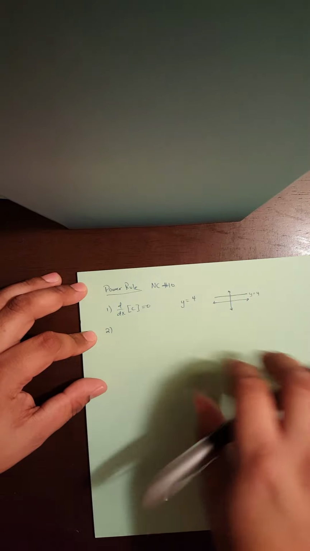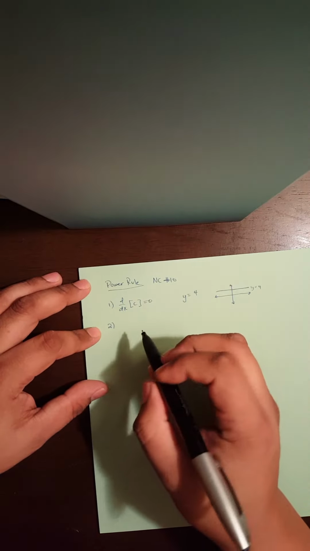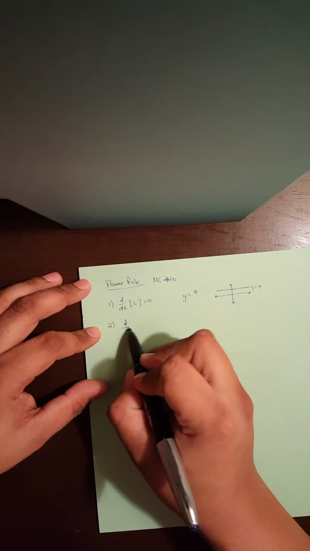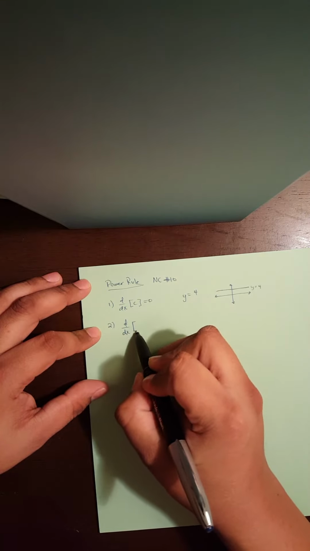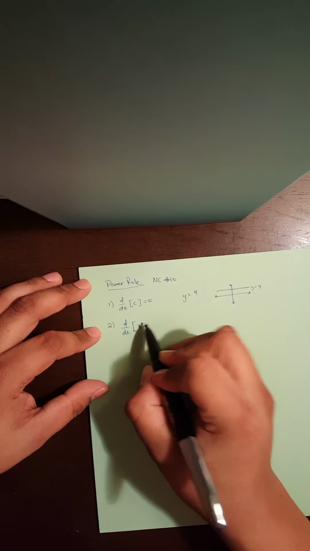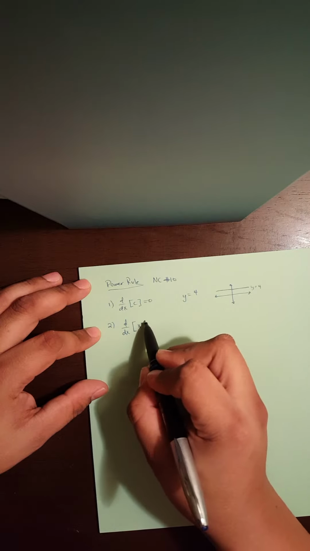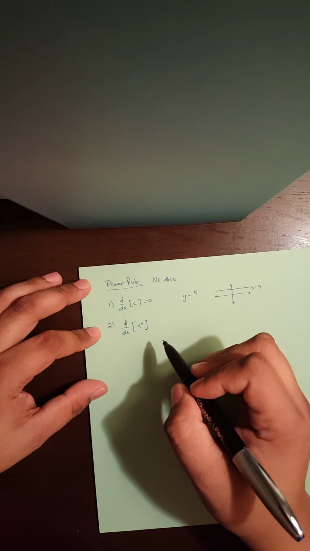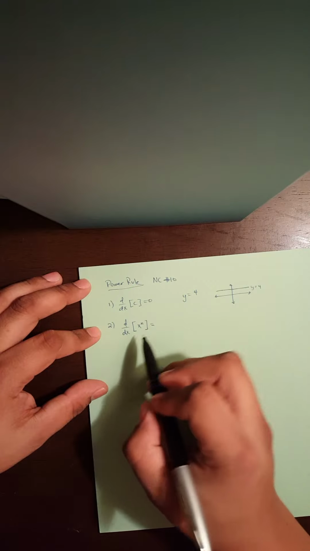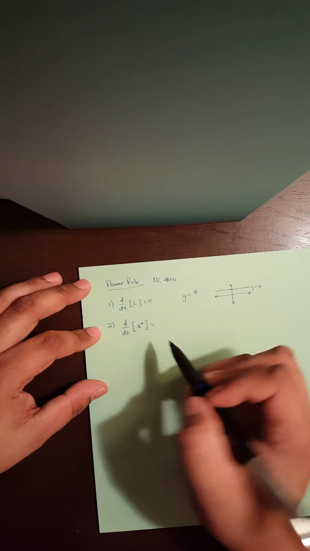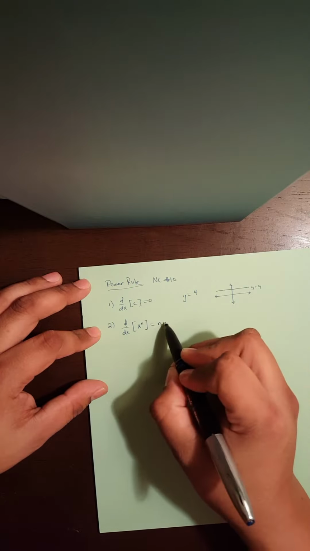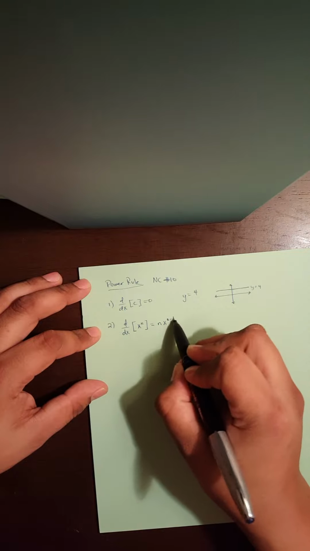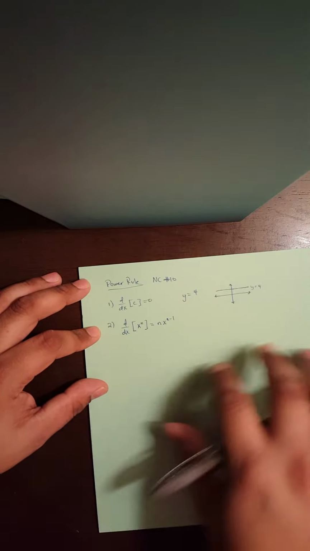Okay, the second one is the power rule itself. Here is the derivative of a term that has this polynomial look. When you take the derivative of anything that's in this form, you're going to use this rule: n x to the n minus 1. That one's pretty basic.